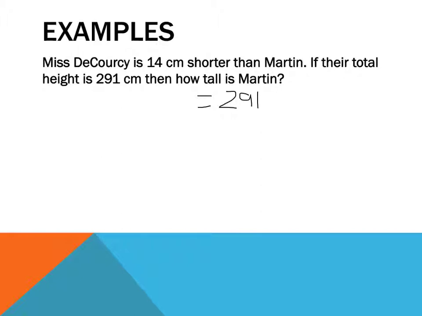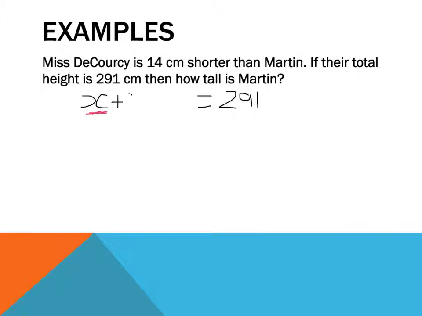Now, what do I know? Oh, I don't know anything else. I don't know Martin's height. That's unknown. All I know is that Mr. Corsi is 14 centimetres shorter than Martin. Well, if I don't know Martin's height, let's call Martin x. So that's Martin's height. And then I need to add Mr. Corsi's height. All I know about Mr. Corsi is that she is Martin, but 14 centimetres shorter.